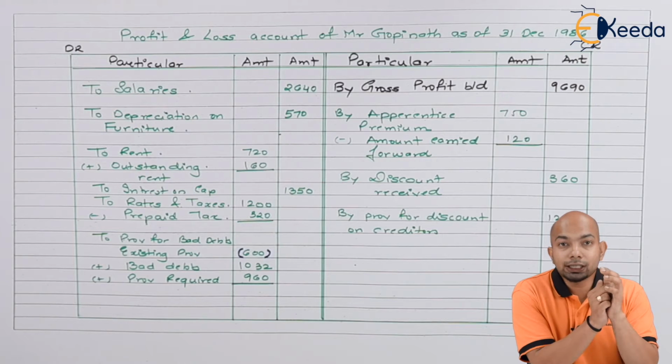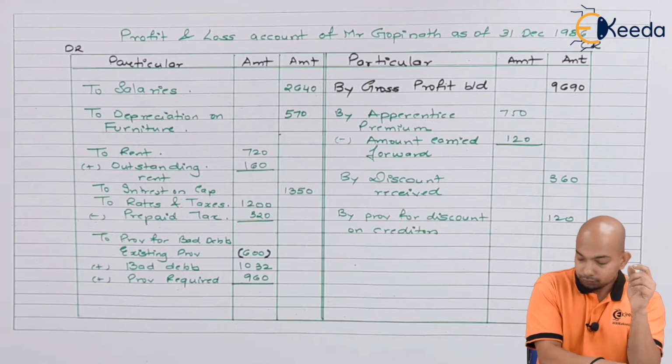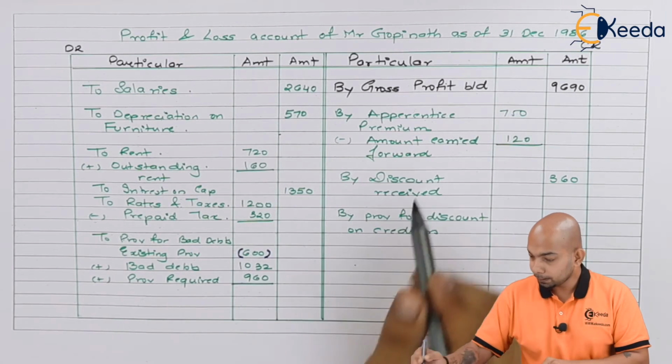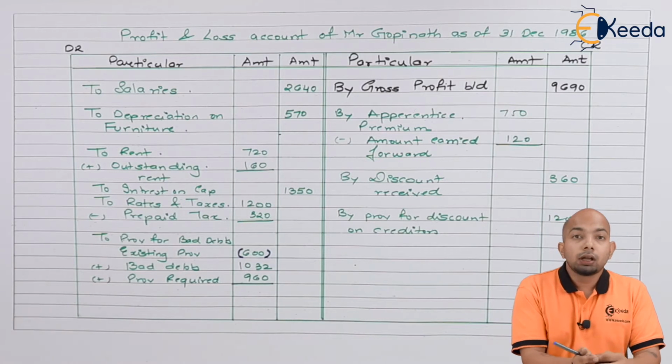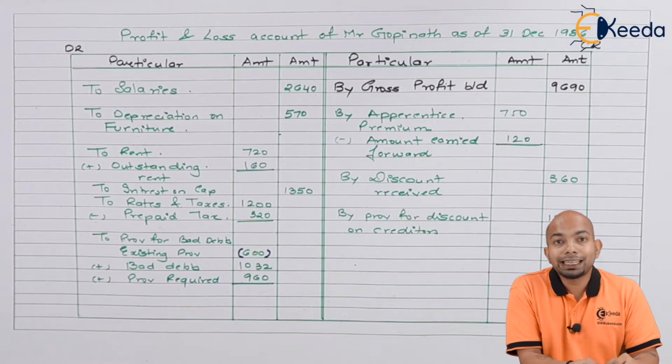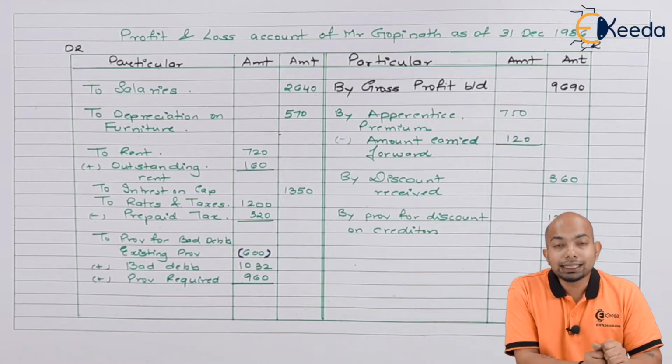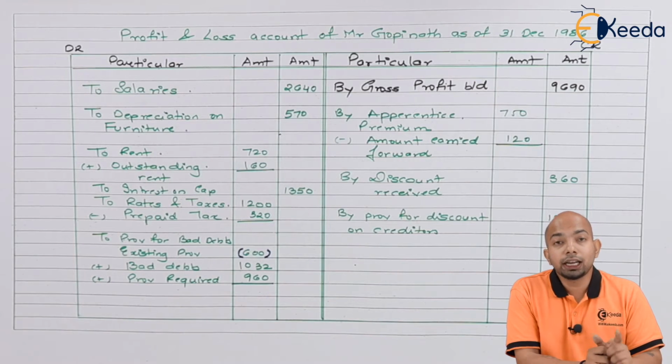Let's figure out some more details on this. Apart from gross profit being carried down, we also have apprentice premium. Now, apprentice premium is a credit amount that is supposed to be received. Hence, there is something which is already carried forward, so that amount will be subtracted from this amount. That's the reason, if you can see, there is a subtraction mentioned there. It will also be shown on the balance sheet side.